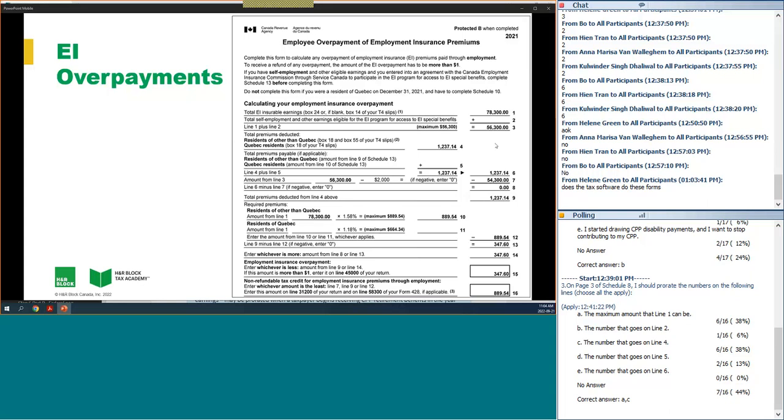Okay. Now I have some really good questions in the chat window, so I'm going to go back and do that. Helene asked, does the software do these forms? It does, assuming you put the right information in. So if your data entry is correct, and there's an overpayment, the computer will do a T2204 for you and will calculate it.